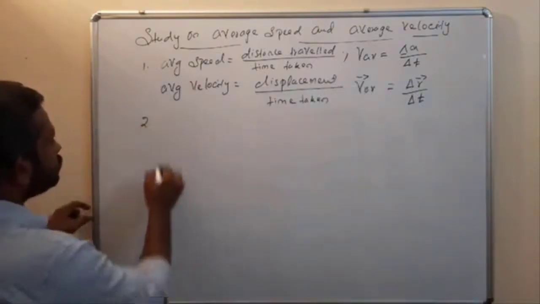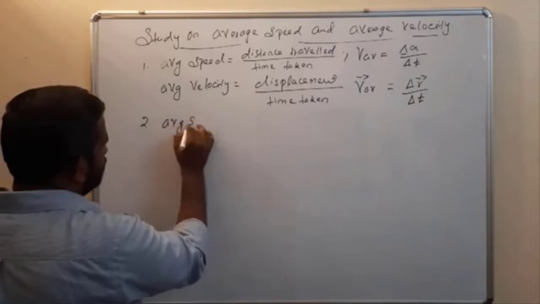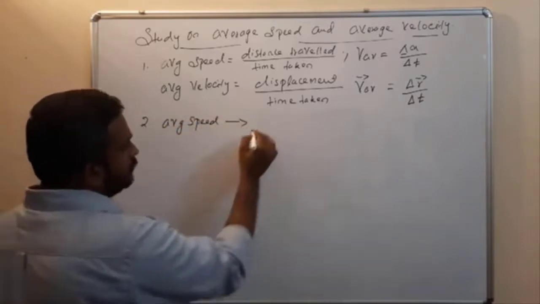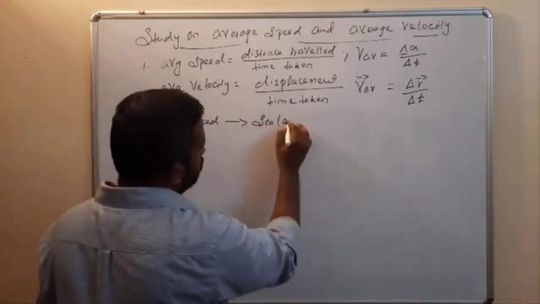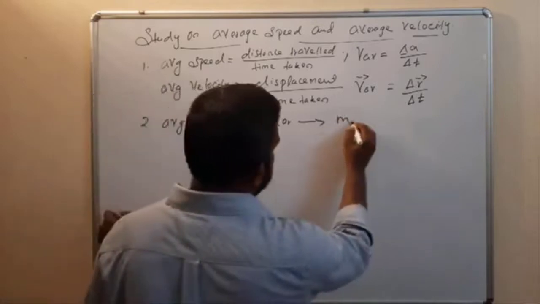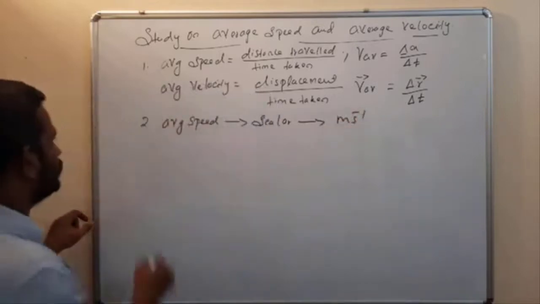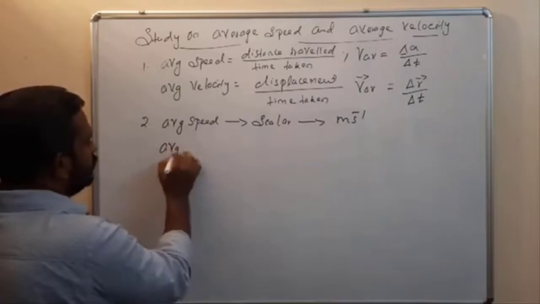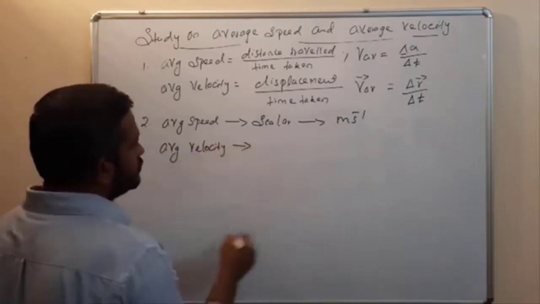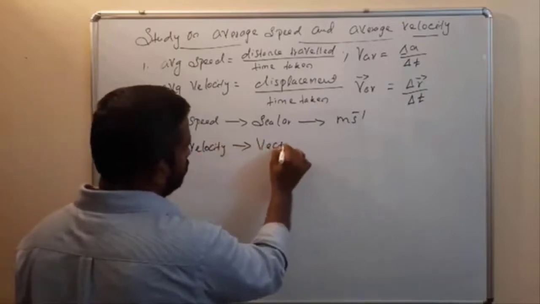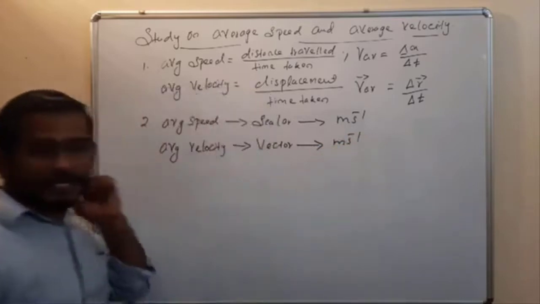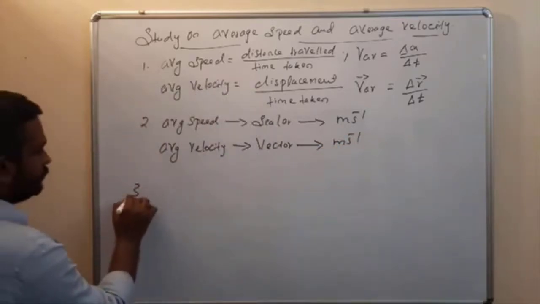Two. Average speed is a scalar quantity. Scalar. So what is the unit? Yes, meter per second. Okay. Average velocity, this is a vector, and unit, that is meter per second. Clear? That point.